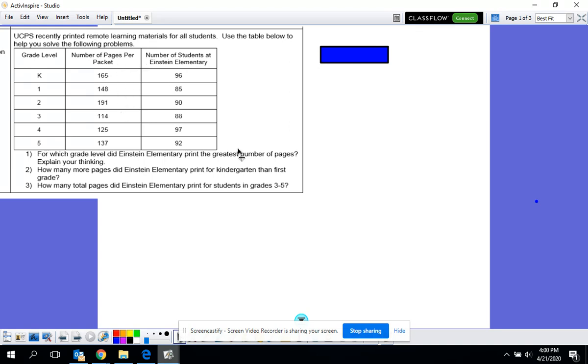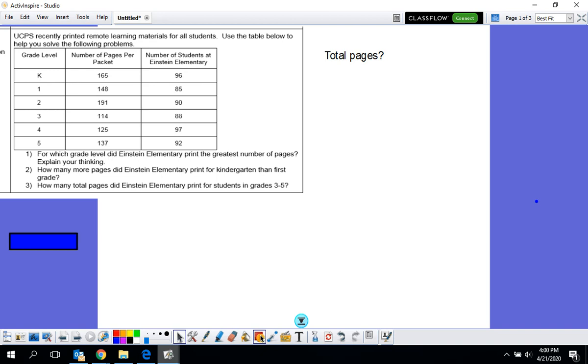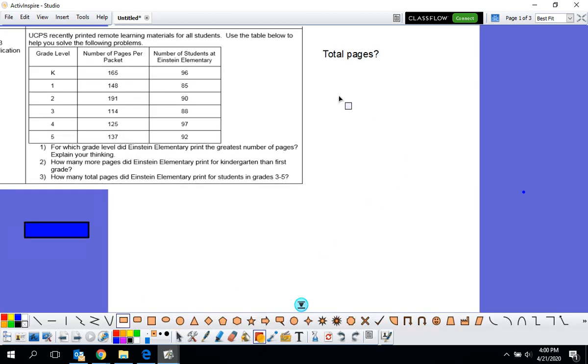If it wants to know the greatest number of pages, I have the number of pages per packet, but this greatest number of pages is talking about the total pages for each grade level. So I need to think, if there are 165 pages per packet for kindergarten, and there are 96 kindergarten students, how do I find the greatest number of pages? I'm going to draw you a picture here, and maybe that can help you visualize what operation we'll be using.